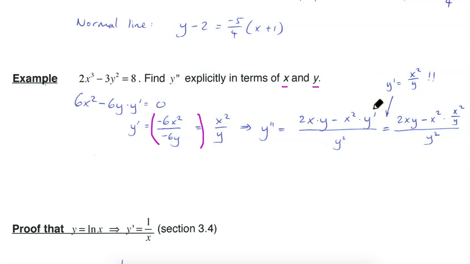And the trick is, we know what y prime is. y prime, if you look back here, is x squared over y. So we can substitute that. It's a very neat trick. And here's our final answer. y double prime equals (2xy minus x squared times x squared over y) over y squared. There's clearly some little things we could do to simplify that, but it's not really necessary in this situation.